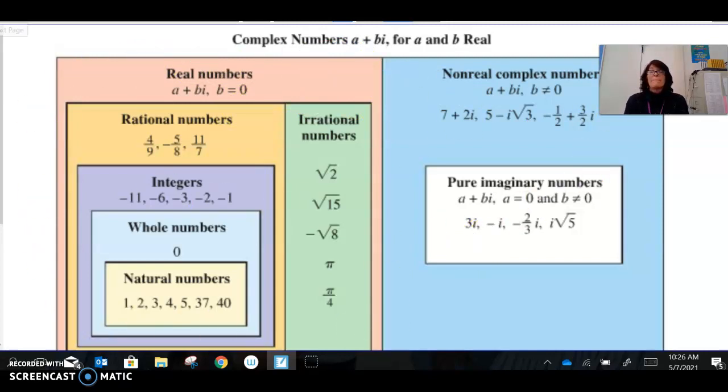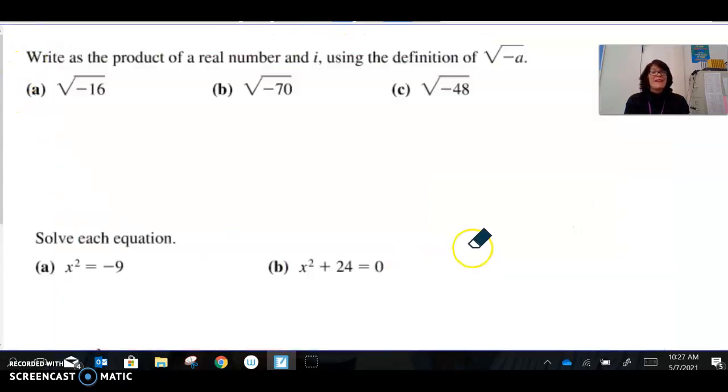The entire number system is called the complex numbers. a + bi, where b is 0, those are our real numbers. a + bi, where b is not 0, those are our non-real complex numbers. But real numbers are considered complex numbers. Okay, little twist there, huh? All right.